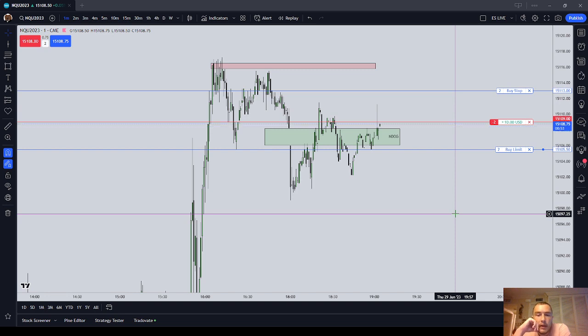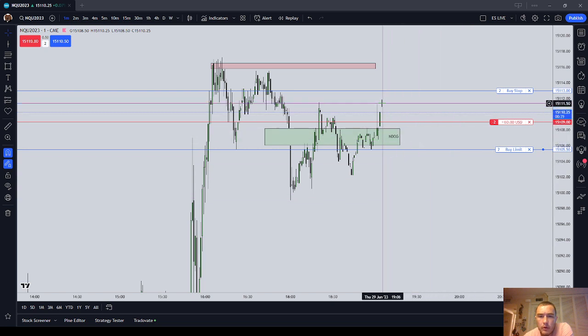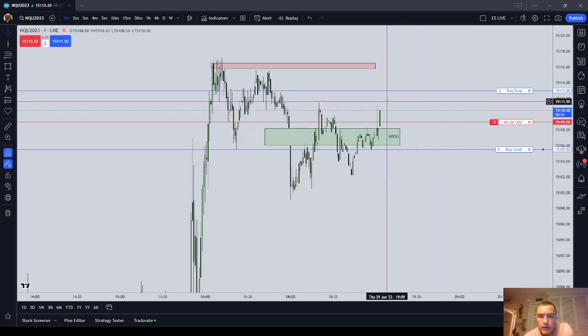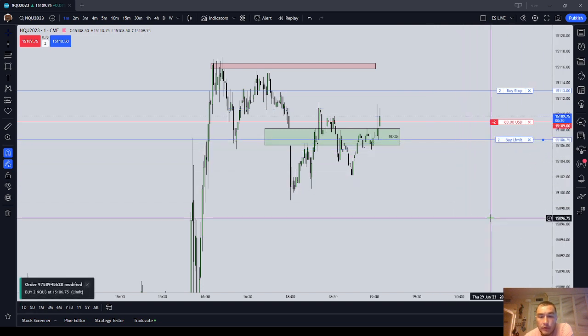Work on that new day opening gap. Made another swing point there. And at this point, we're probably looking at taking out internal here. Internal right there. And this trade is going to come up to the swing point that we just made.